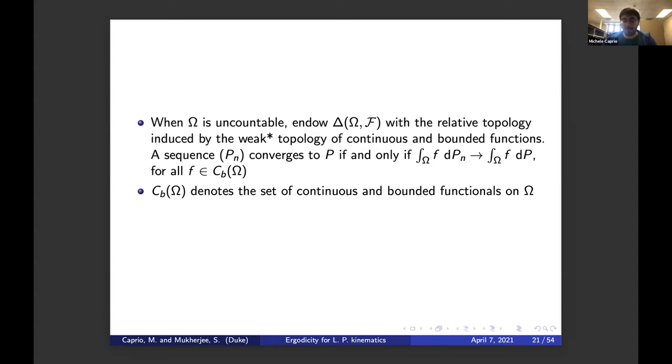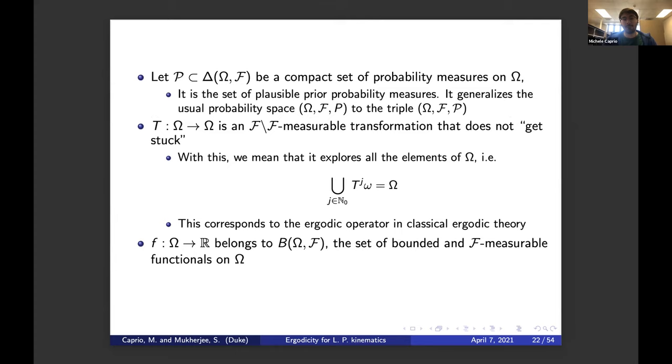We assume that the initial prior probability measure set is compact. This is not too strong of an assumption, because basically the agent can specify the set however they want and then compute the compactification of that set, for example the Stone-Cech one. So it's not a big deal.